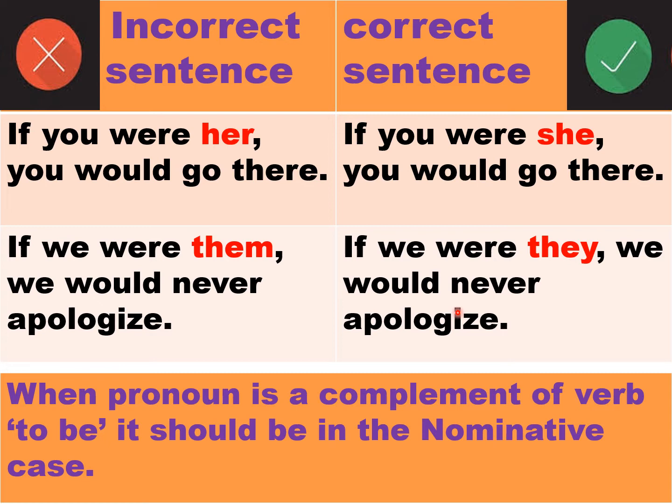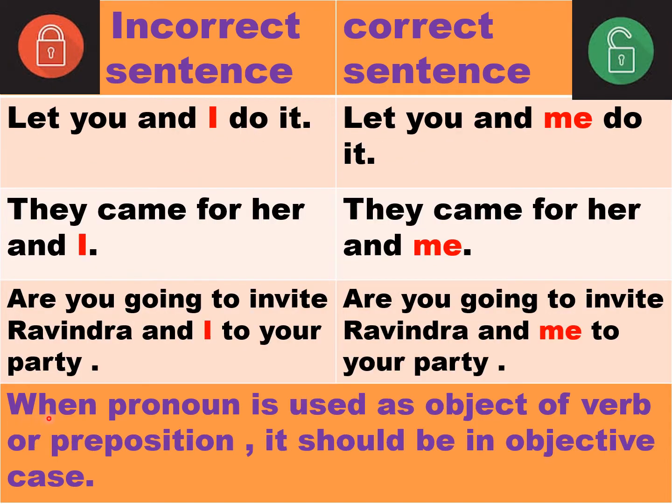See the first sentence. If we were here, you would go there. This pronoun is a complement of the verb were, so we must use the nominative case. Instead of her, we must use the nominative case she. If you were she, you would go there is the correct sentence. Next one. If we were them, we would never apologize. Here also, instead of them, we should use the nominative case they. Moving on to the next rule.